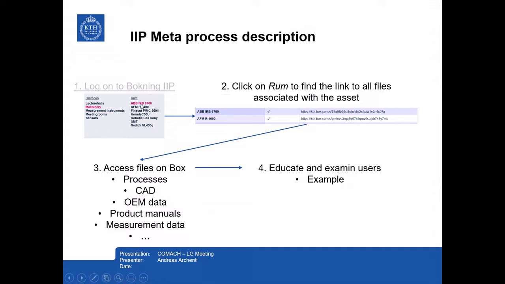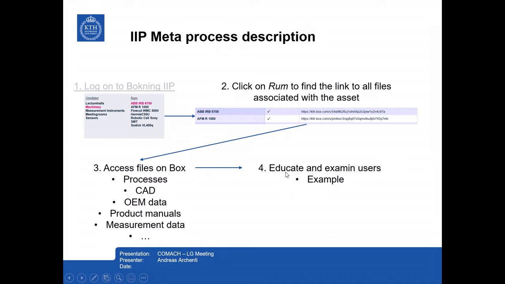In the booking system, all machinery, measurement instruments, or meeting rooms are listed. The booking system contains links to all the files associated with the particular asset. The files are stored on box and can be accessed by any user and can be used in order to educate and examine the users of those equipment.